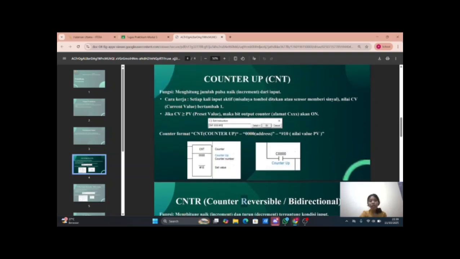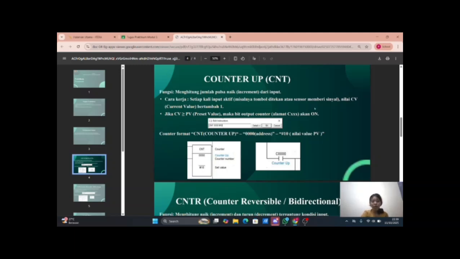The CNT or counter up counts incrementally, meaning that every time a specific input signal is received, the counter increases by 1 until it reaches a preset value. Once this preset value is reached, the output of the counter is active.